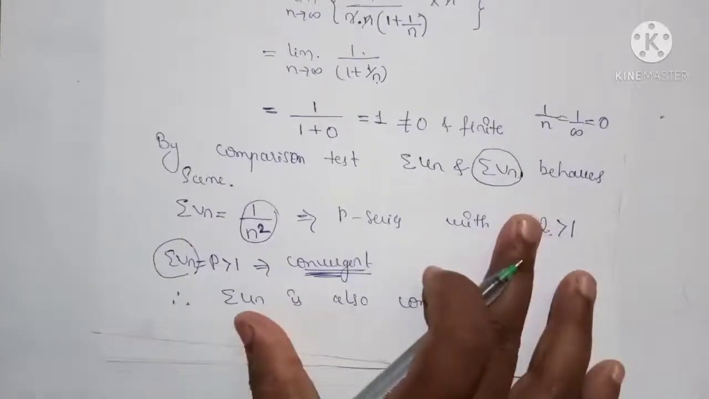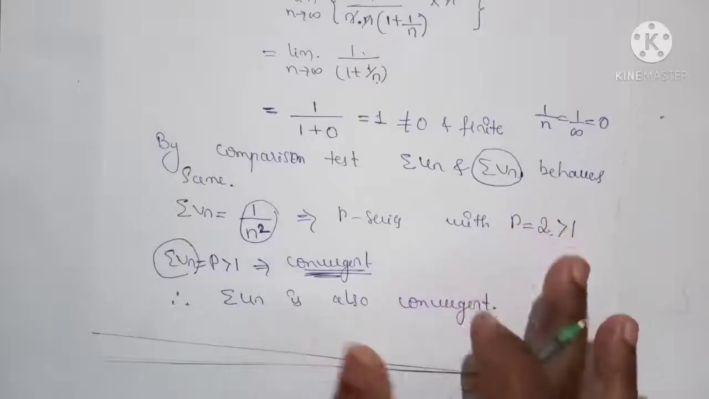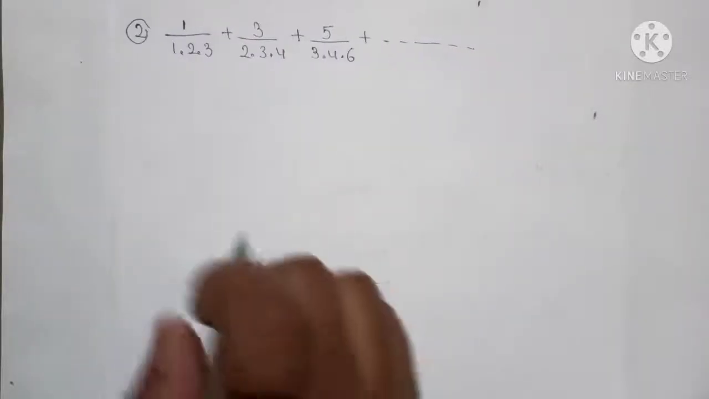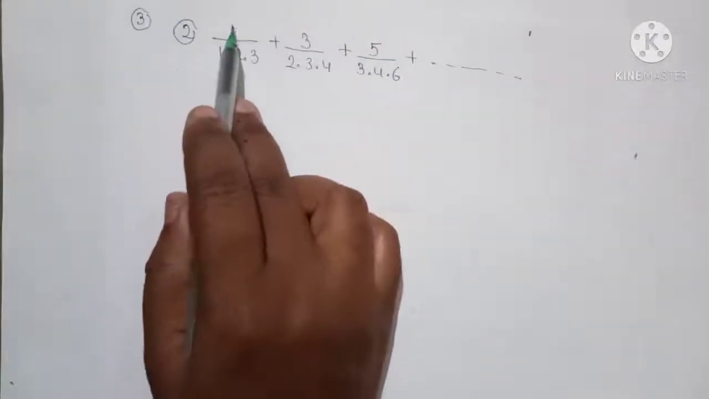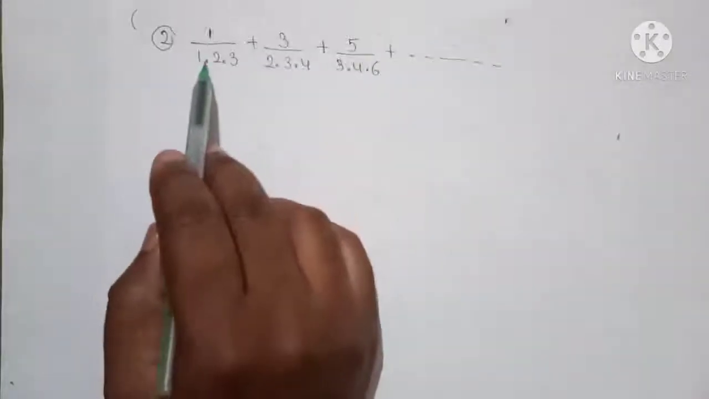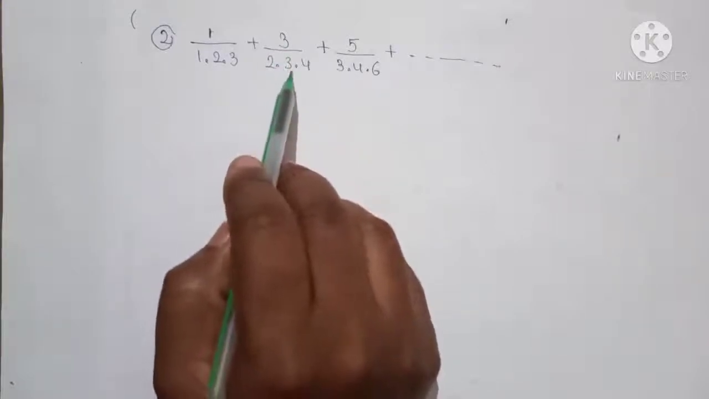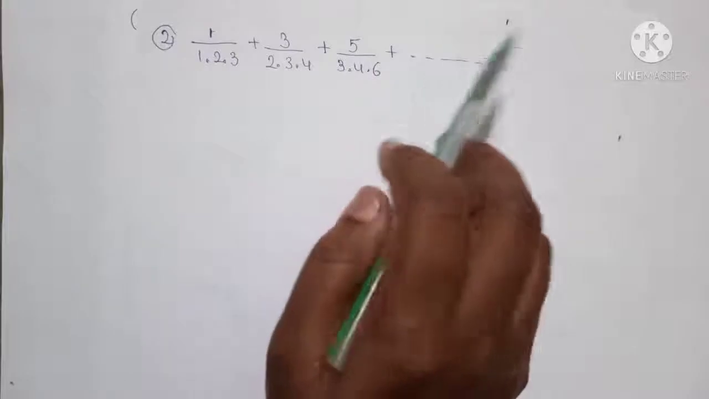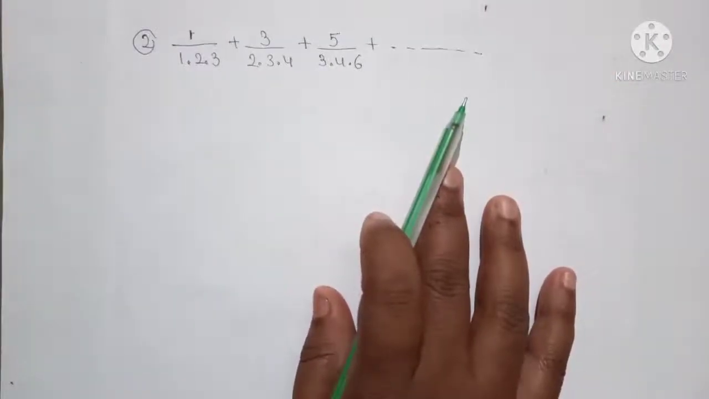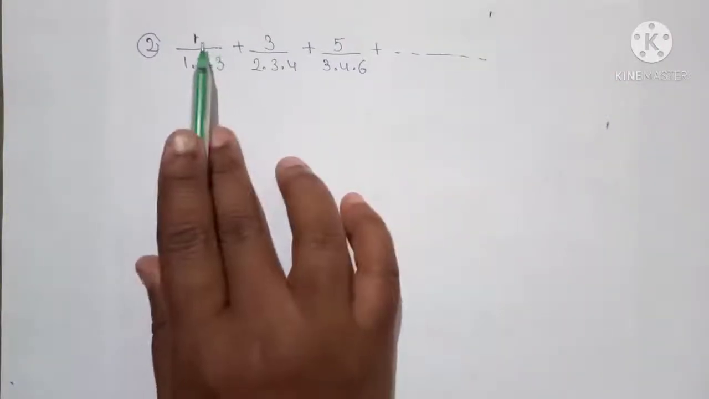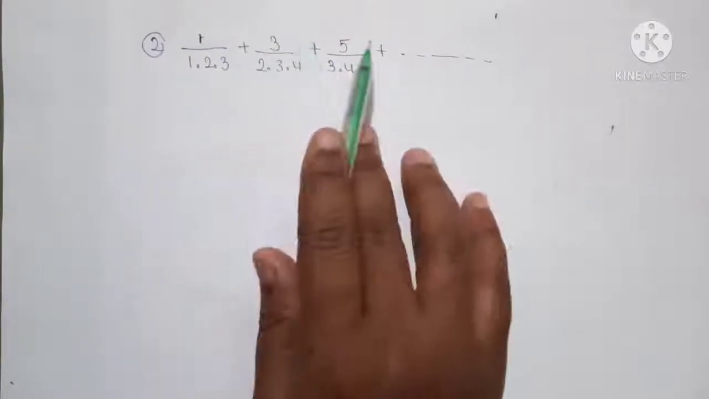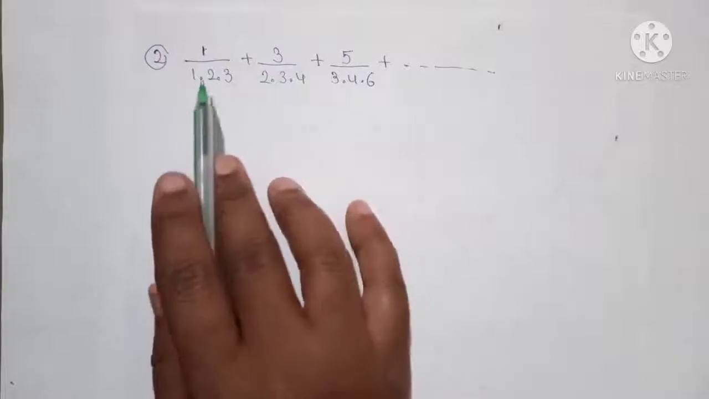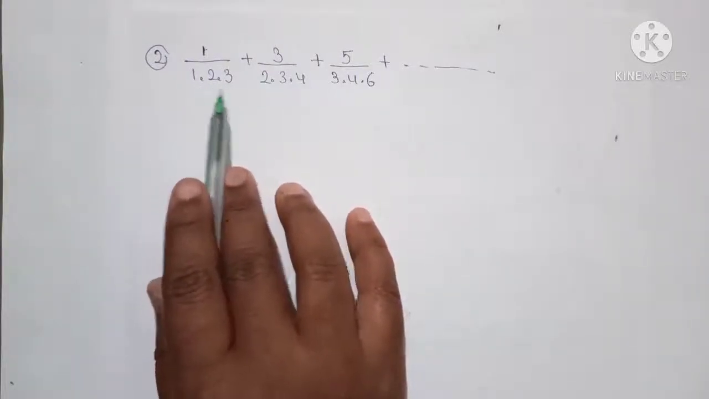So like this we have to test the given series. Second problem. The given series is 1 divided by 1 into 2 into 3, plus 3 divided by 2 into 3 into 4, plus 5 divided by 3 into 4 into 6, plus so on. Here you can observe that the numerators are all 1, 3, 5 and so on, which are odd terms, and the denominators 1, 2, 3 are counting numbers.